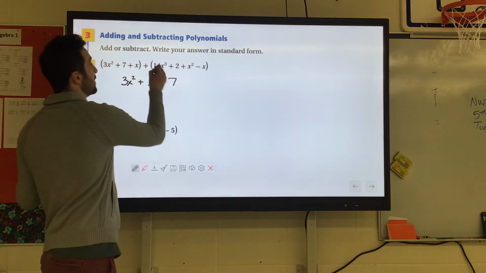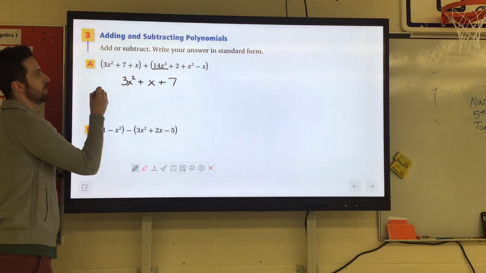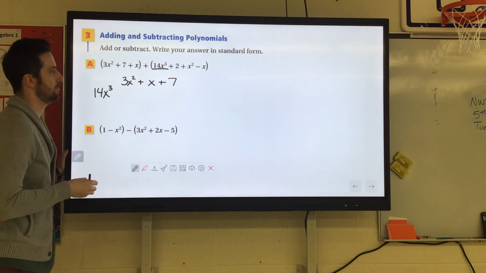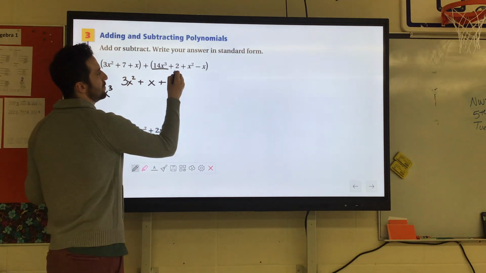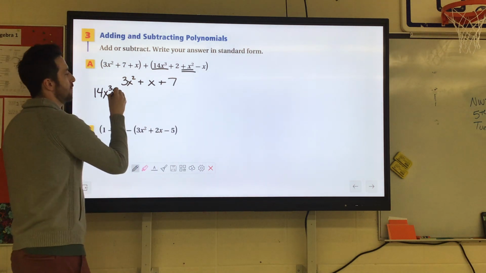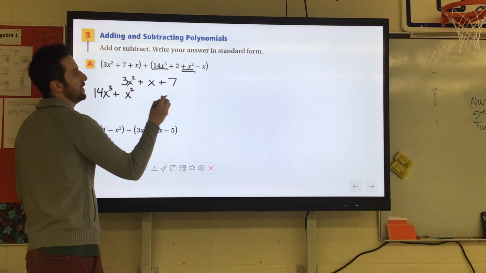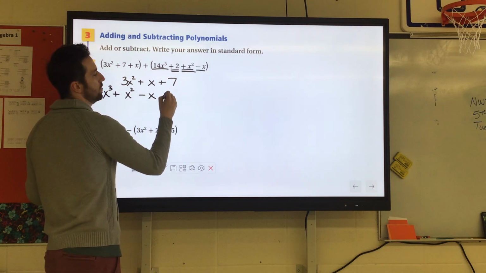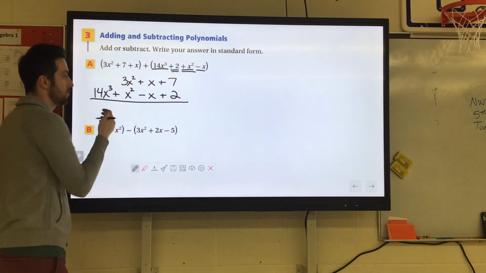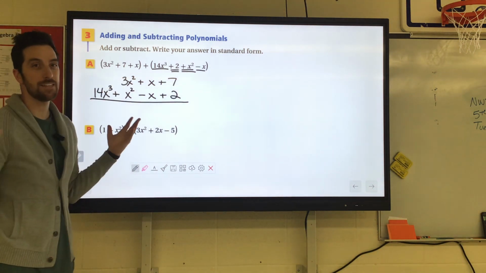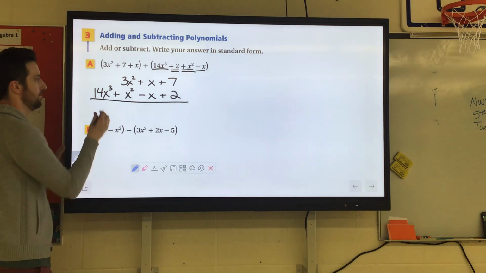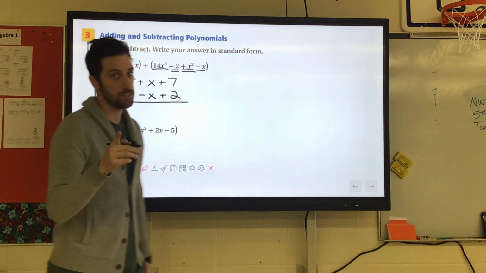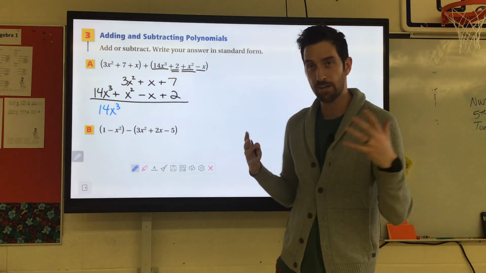This is the only x to the third, so I'm going to give it its own column out in front. 14x to the third, because that'll keep it in standard form. And then I have this plus x squared, so I'll put that under my other x squareds. And then we have the minus x, and then we have the plus 2. So now I can just go down in columns, and then I'm done. So we have the 14x to the third. Now when you add, you don't change exponents. You only change them if you're multiplying or dividing.